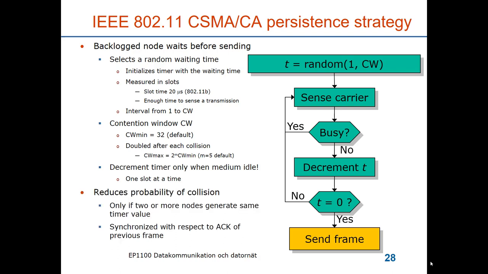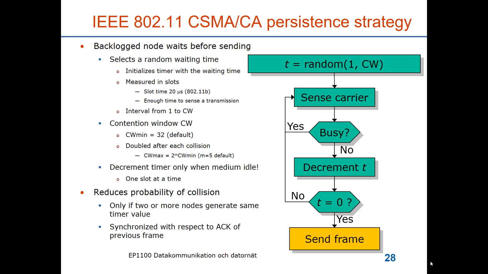This procedure reduces the probability of collisions. If two or more nodes generate the same timer value, then they will collide. But in the default window size, that's one chance out of 32 that two nodes would end up in the same slot. As I illustrated, if there are hidden nodes, the carrier sense will not work, and therefore there will be a collision simply because the medium will not be sensed idle during the distributed interframe space, and a node would start to transmit even though there is an ongoing transmission on the medium.